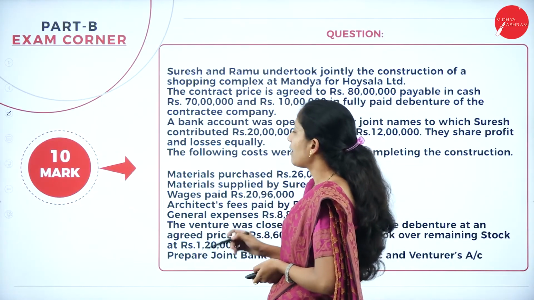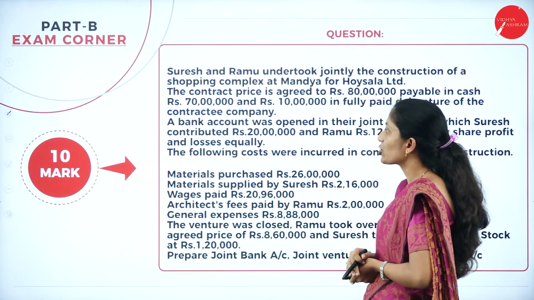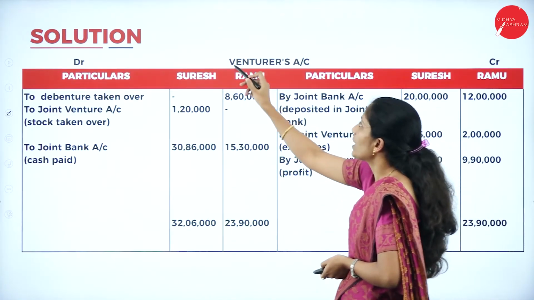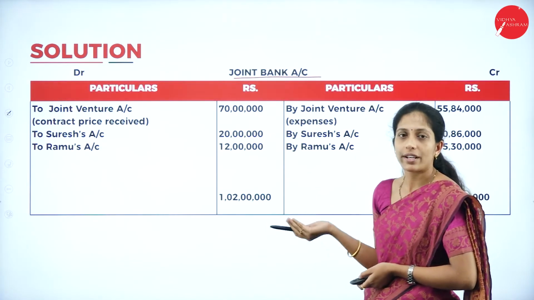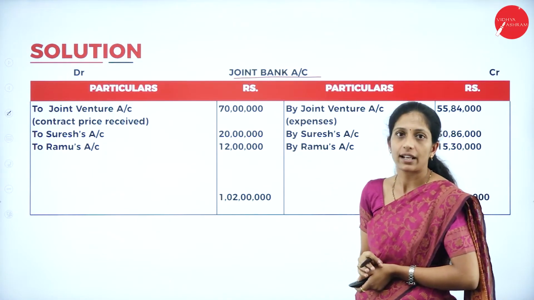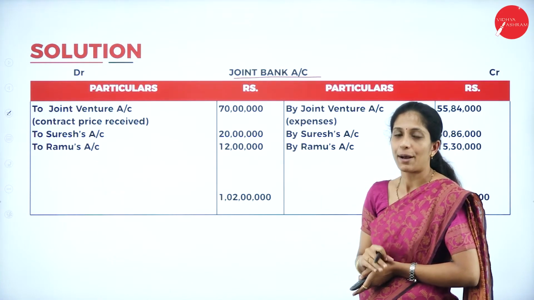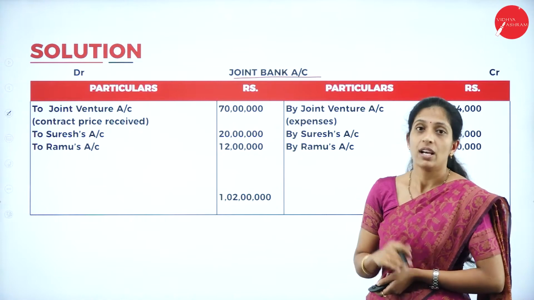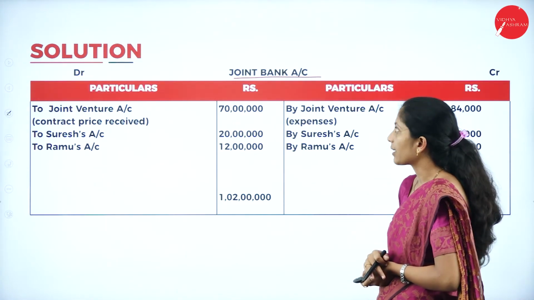Next, you will have a question on joint venture. So, this is a problem on joint venture where you have to prepare joint venture account and venturer's account as well as joint bank account. We had already solved many problems on this chapter. So we have to prepare 3 accounts, that is joint venture account, venturer's account as well as bank account. So this is a 10 marks important problem. You can expect a 10 mark important problem on this unit.